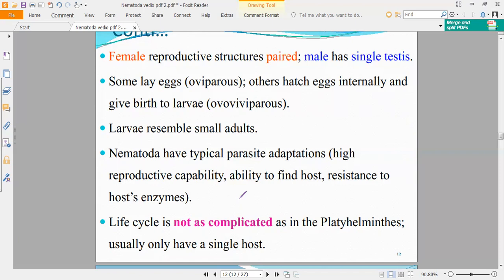So the life cycle is not complicated. In the case of flatworms, the life cycle is complicated. It requires two hosts, or maybe one host, or it may be two hosts, depending on the type of species. But here, the life cycle is not complicated. It requires a single host.